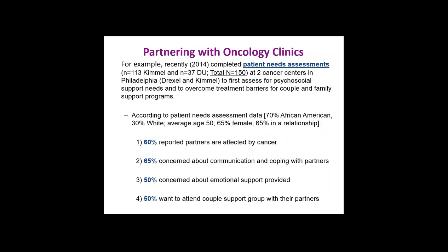We surveyed about 150 patients at the two cancer centers in Philly, and 70% were African American. The average age was 50. A little more than half were female, and 65% were actually in a relationship, which meant they were married, engaged, or partnered. And surprisingly to us, 60% of these folks who were partnered said they really were worried about their partners. They really were affected by the cancer. They were concerned about communication and coping. They were worried about how they were providing support to each other, and half actually wanted to attend a couple support group with their partners, which we were happy to see.